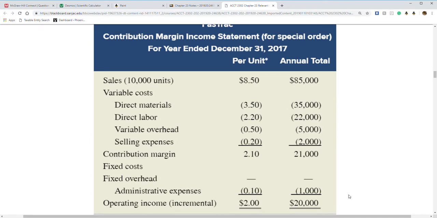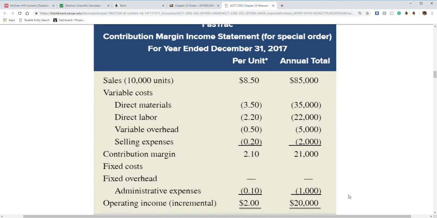Okay, so we create our contribution margin income statement. Again, this is just for the special order. It's selling 10,000 units, so $8.50 times 10,000 gives us 85,000. The scenario did say the big three did not change, so direct materials, direct labor, and variable overhead all stay the same. We multiplied those by 10,000 units, but selling expense dropped down to 20 cents to create the 10,000 units. So now that's at 2,000.